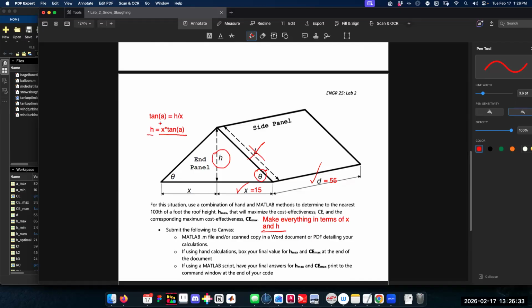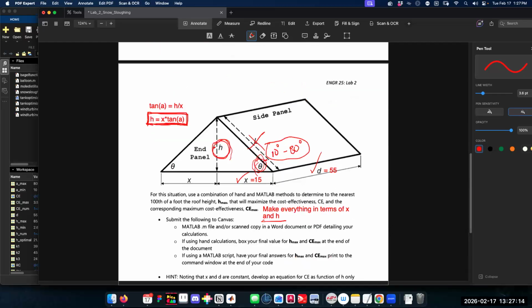So tangent is opposite over adjacent, so tangent of the angle is h over x. We can use that equation to solve for h right here. So h will be x times tangent a. This angle is still here, but it's going to vary from 10 degrees to 80 degrees. So we plug that into this equation. That's another equation that you'll need. According to this diagram, we have constants, h is unknown, and the angle varies from 10 degrees to 80 degrees.